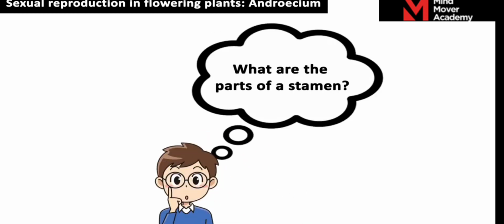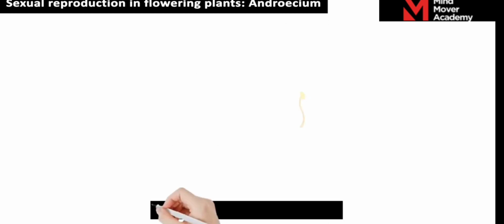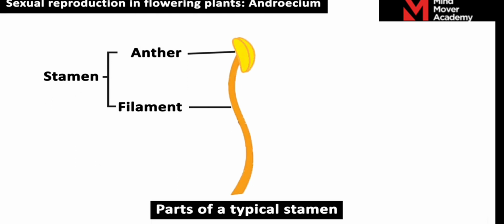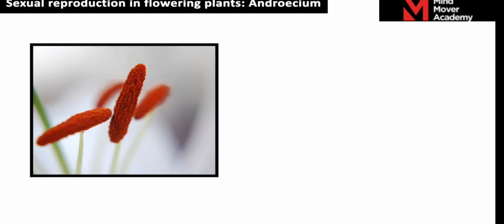But can you tell me, what are the parts of a typical stamen? Correct. A typical stamen consists of a terminal bilobed anther and a long, slender stalk-like filament. The filament is joined to the anther on one end and either to the thalamus or the petal on the other. Let us now discuss the structure of a typical anther.